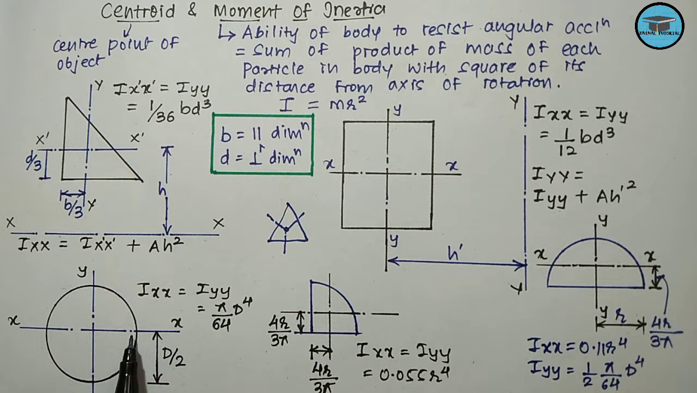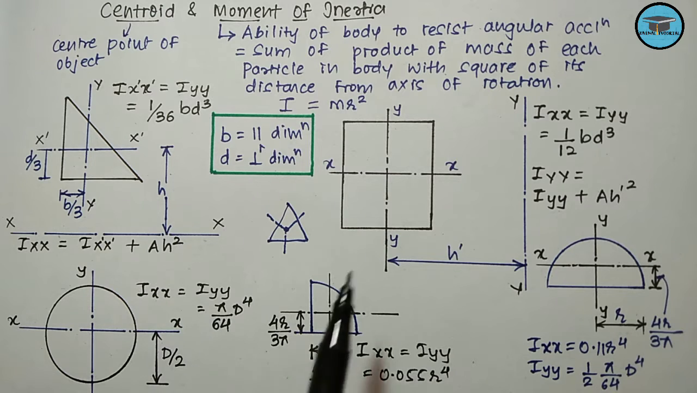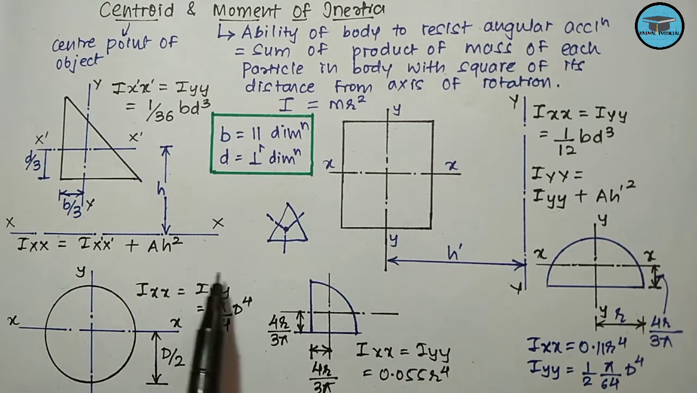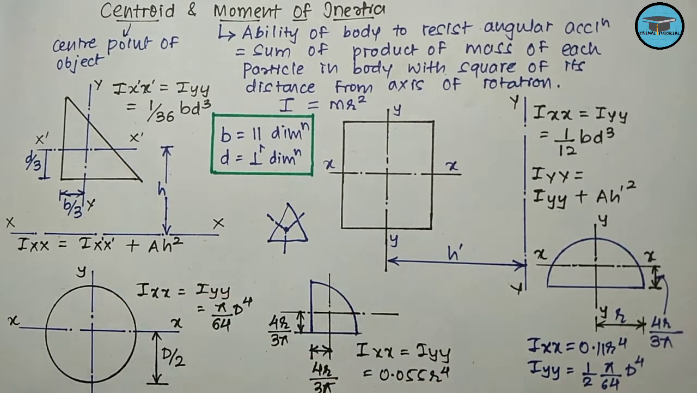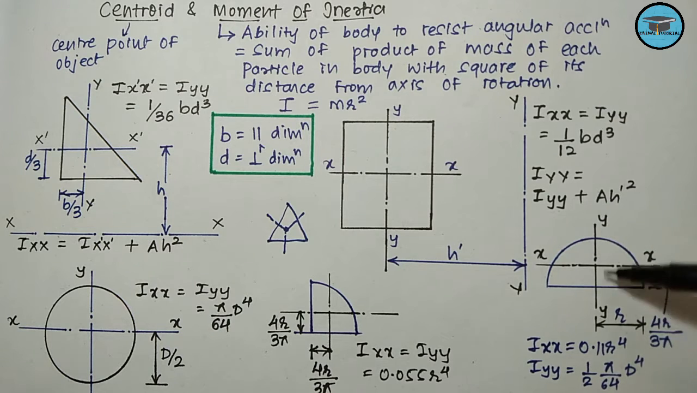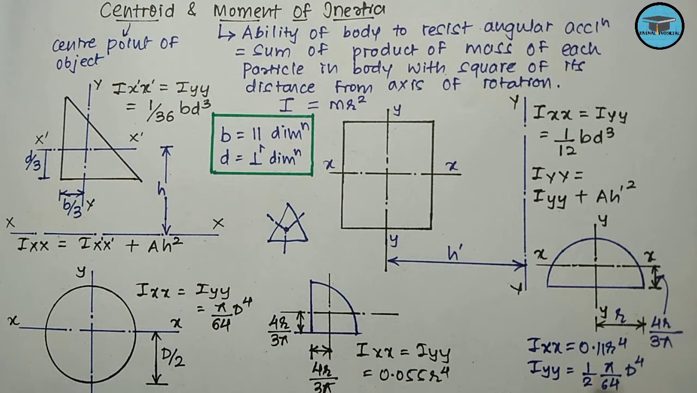For the circular lamina, the center of the object lies at d by 2 from either end. The moment of inertia about the x axis and the y axis is given as pi by 64 d raised to 4. If we consider a semicircular region, then the moment of inertia about the x axis is 0.11 r raised to 4, and the moment of inertia about the y axis is 1 by 2 of pi by 64 d raised to 4, that is half of the moment of inertia of the circle.